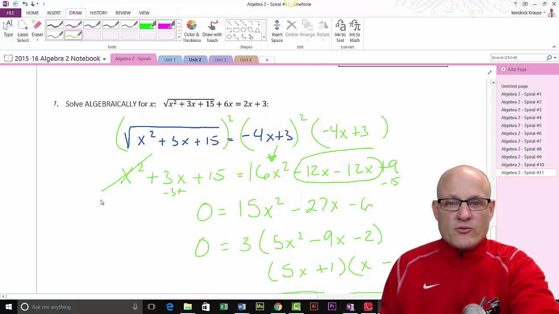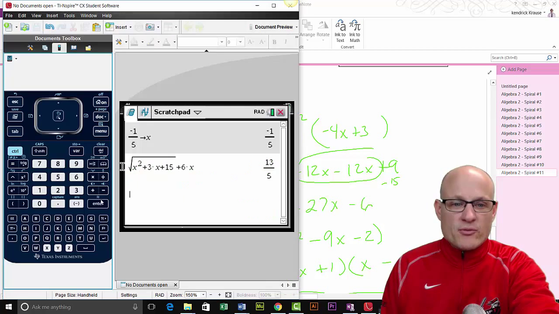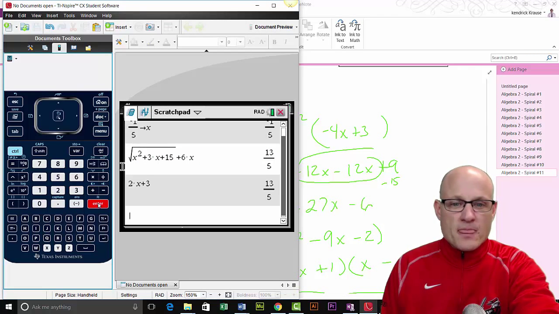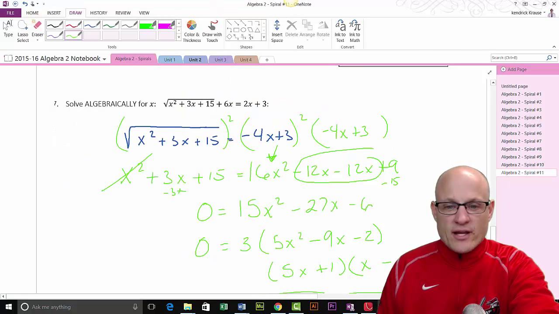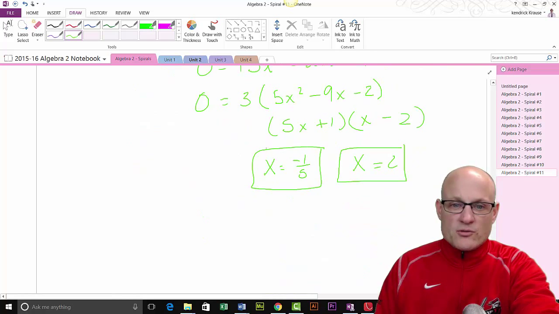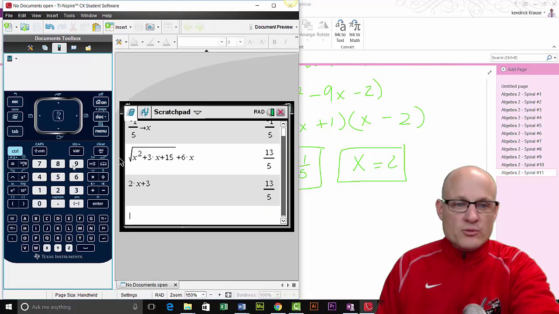And hit enter. 13 over 5. And the other side is 2x plus 3. 2x plus 3. 13 over 5. So that one works. So this one checks.